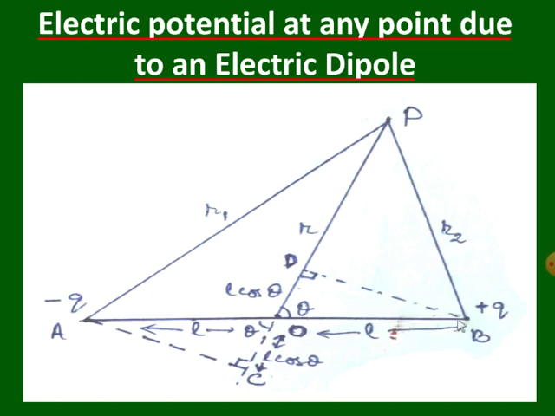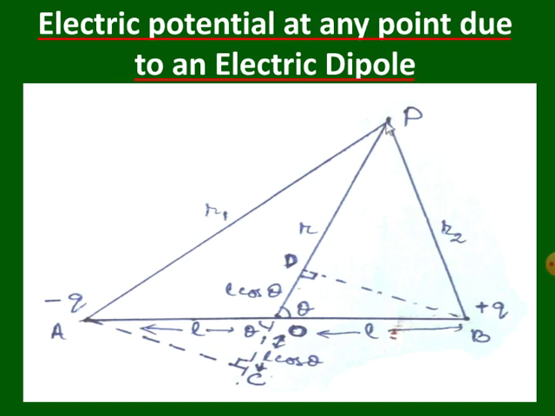If you drop a perpendicular from this point B onto this OP, at the point D, then this is perpendicular. Then your distance PB, the distance between the point of observation and the positive charge, will be equivalent to PD. Got it? As this D is very close to somewhere here, then naturally DP will be equal to BP, as I said earlier.